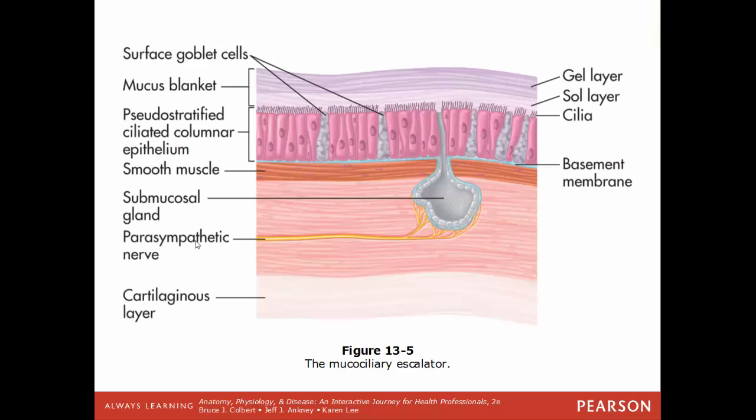And here's how the mucociliary escalator looks. You have the submucosal gland here, and the goblet cells here. The goblet cells are what make mucus. Pseudostratified layer of columnar cells here. The cilia on top. Then you have the sole layer here, and then the gel layer right above it. The cilia beat back and forth like little oars in this watery layer, and particles will get stuck in the thicker, more viscous gel layer. Both of those together make up what's called the mucus blanket.